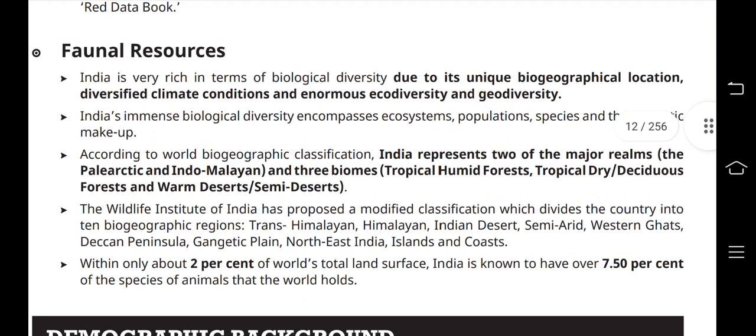Faunal resources. India is very rich in terms of biological diversity due to its unique biogeographical location, diversified climate conditions, and enormous ecodiversity and geodiversity. India's immense biological diversity encompasses ecosystems, populations, species, and their genetic makeup.